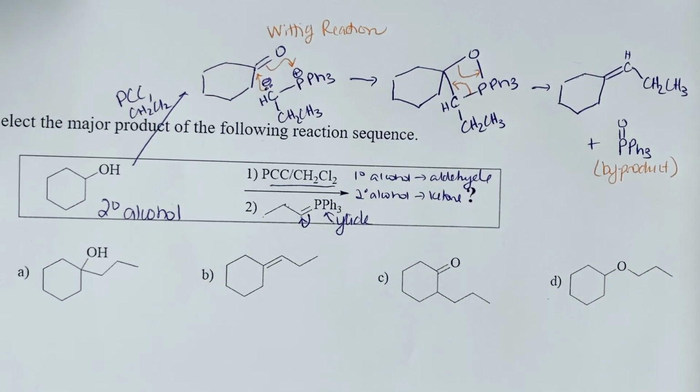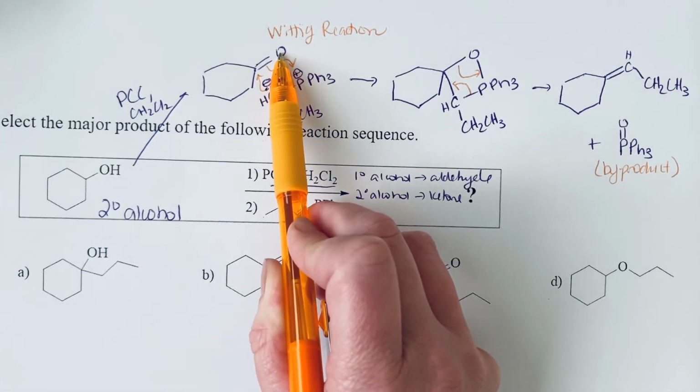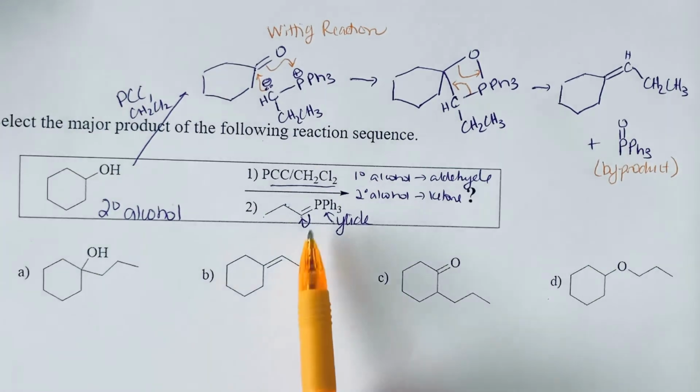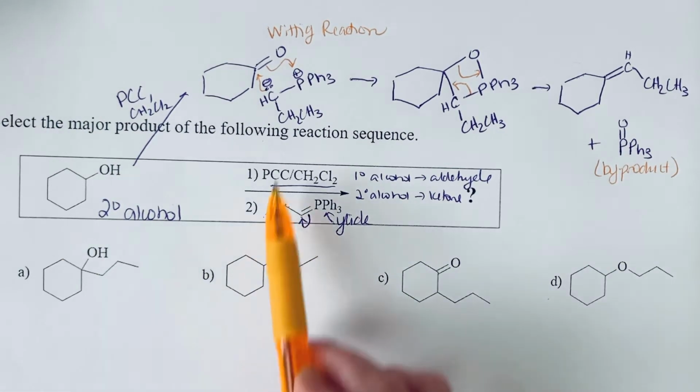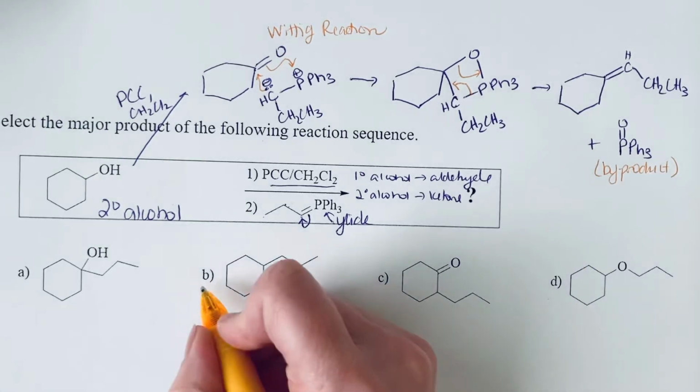If you want a short way of doing it, you will notice that the nucleophilic carbon of your ylide essentially snaps in place where that oxygen was with a double bond, right? So we can see these 1, 2, 3 carbon atoms replacing that oxygen 1, 2, 3. And we can see that that matches up with our option B.